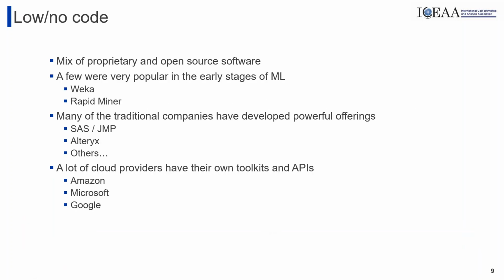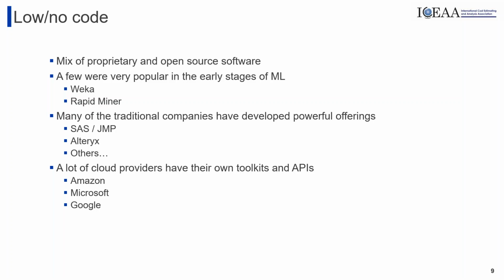Low and no code is very popular. They tend to be a mix of proprietary and open source software. A few were actually very popular in the early stages of machine learning. You see them pop up in academia a lot. Things like Weka, I don't know however you want to pronounce it, RapidMiner. They both have open source and available versions. I know RapidMiner also has a commercial one.